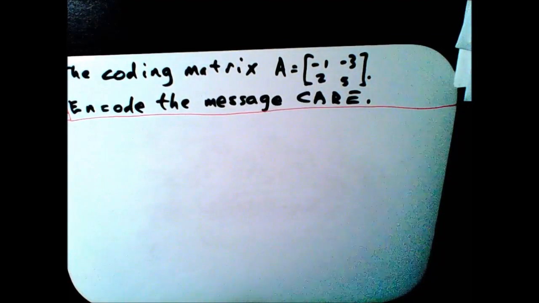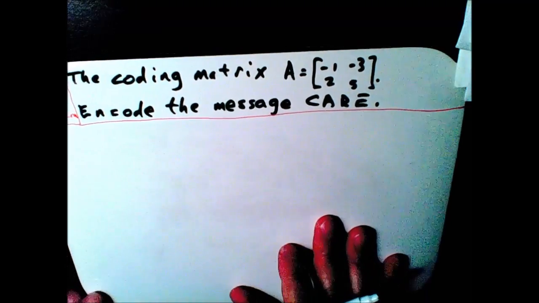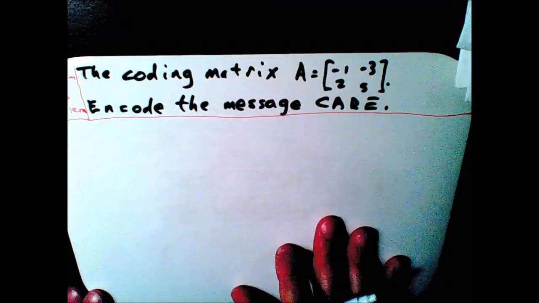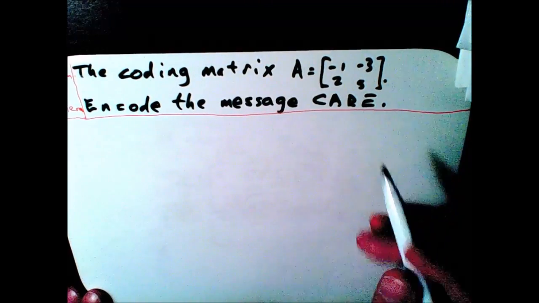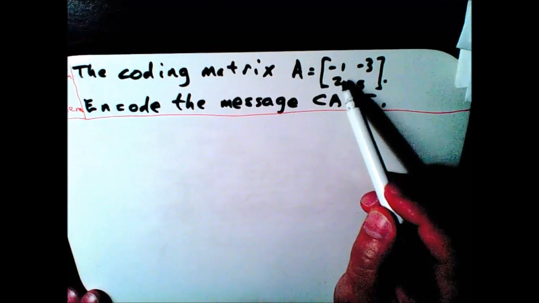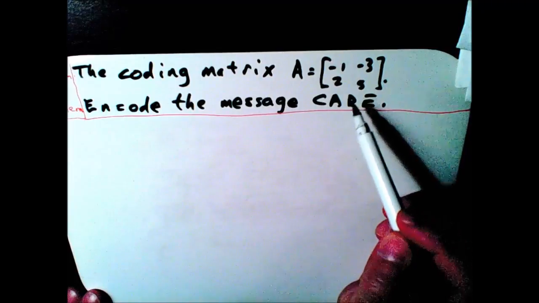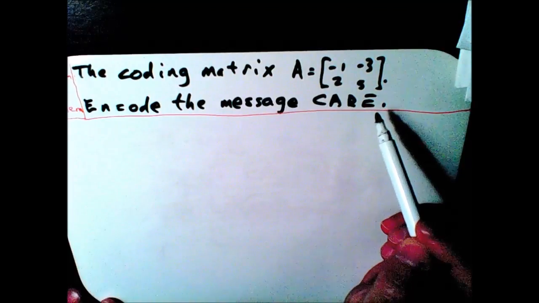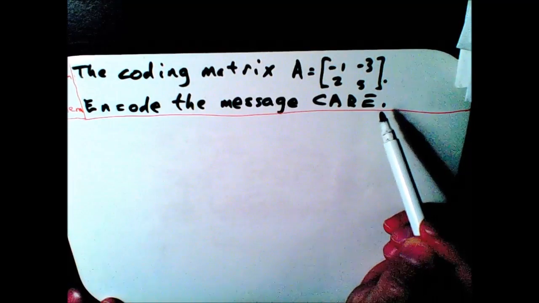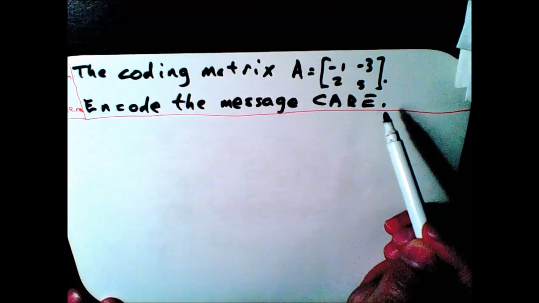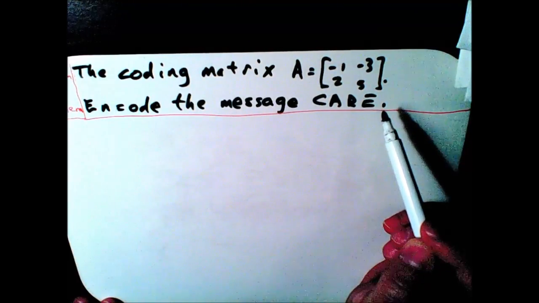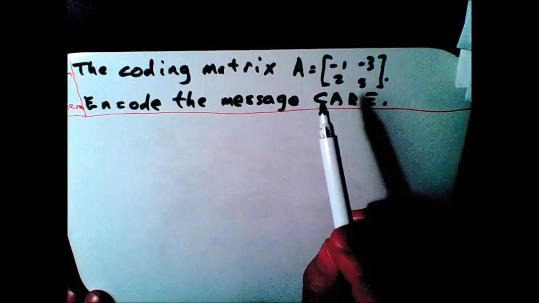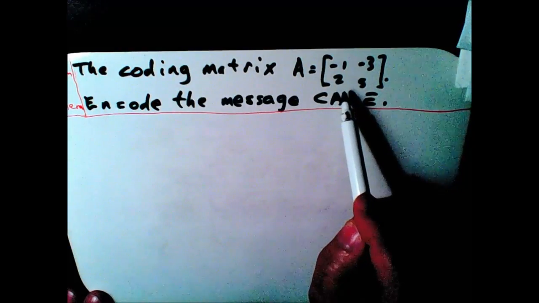Some people have had this question from the exam prep. Use the coding matrix A, which is a 2x2 matrix with columns -1, 2, and -3, 5, to encode the message CARE. So we are caring people, and we want to send a message to someone to care, except it's a dangerous message, so we have to encode it.